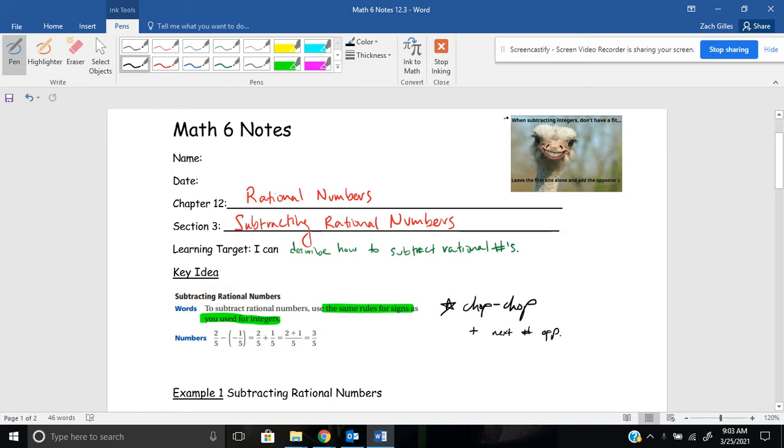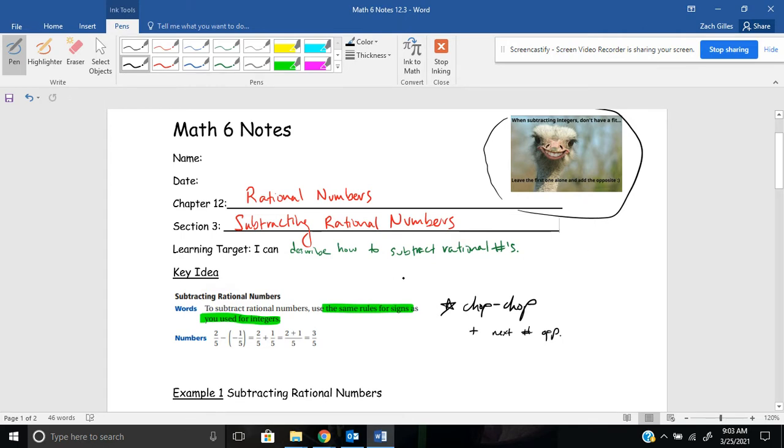And that's kind of this great meme up here too that I think is just hilarious. It says, when subtracting integers don't have a fit, leave the first one alone and add the opposite. Kind of corny, but I love the ostrich with the teeth here. I think it's hilarious.